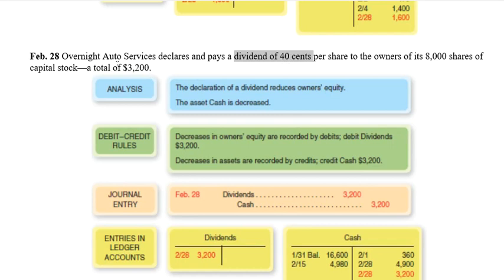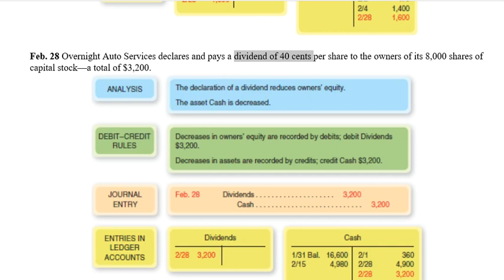Here we are discussing the 28th February transaction: the company declared and paid a dividend of 40 cents per share, meaning not a single dollar, just 0.40 cent per share, to the owner of its 8,000 shares of capital stock. A total of 3,200.